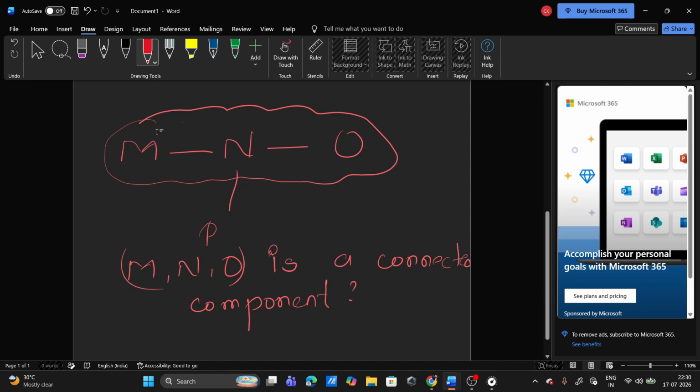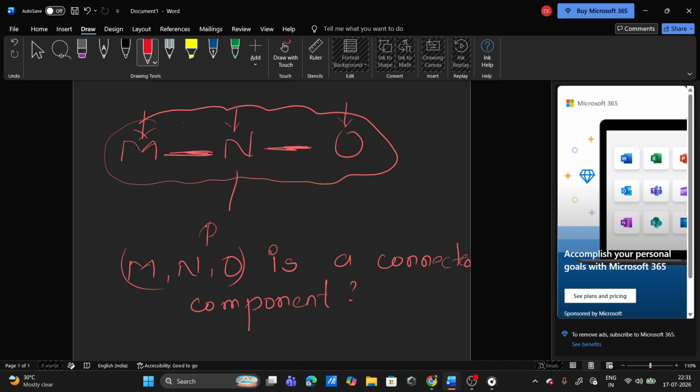Let's say you are at M. You can reach N via this edge. From N, you can reach O via this edge. Similarly, if you are at M, you can also reach O. If you are at O, you can travel back to M as well, right? So it satisfies the condition of a connected component: every vertex is reachable from every other vertex.